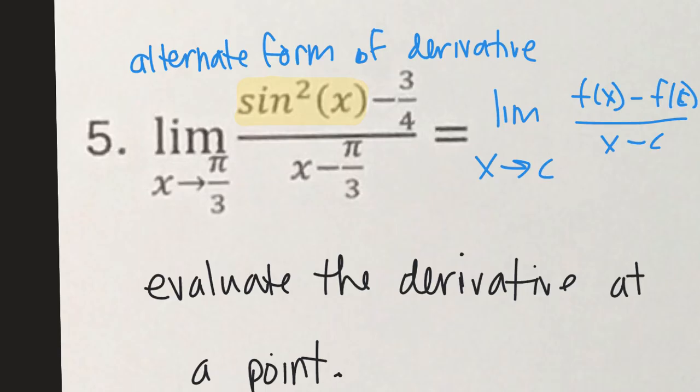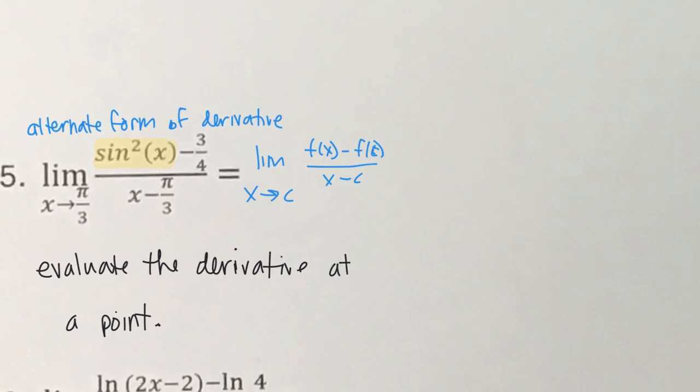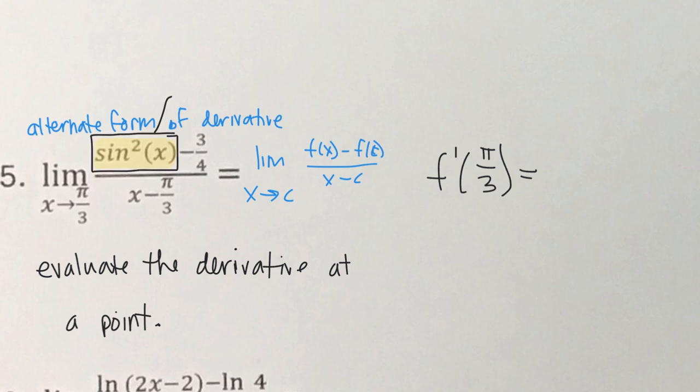This is us being asked to find what is the derivative at pi over 3. That is what this is asking us to find of our function sine squared. So this is our function that we are taking the derivative of.